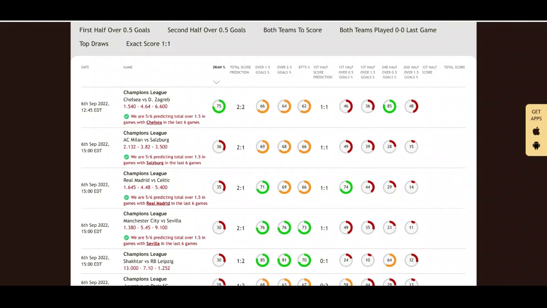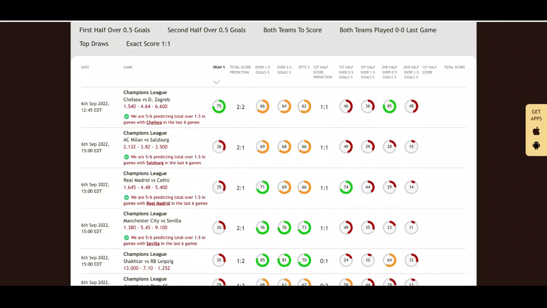We've got Chelsea and Dinamo Zagreb kicking things off here on the Soccer Buddy app. Now, that game's going to be coming to us a little bit earlier than the other games. Going to be played in Croatia. And we can see there that the Soccer Buddy is giving us a 2-2 scoreline prediction. And as you can see, it says we are 5-for-6 predicting totals over 1.5 in games with Chelsea in the last six games.